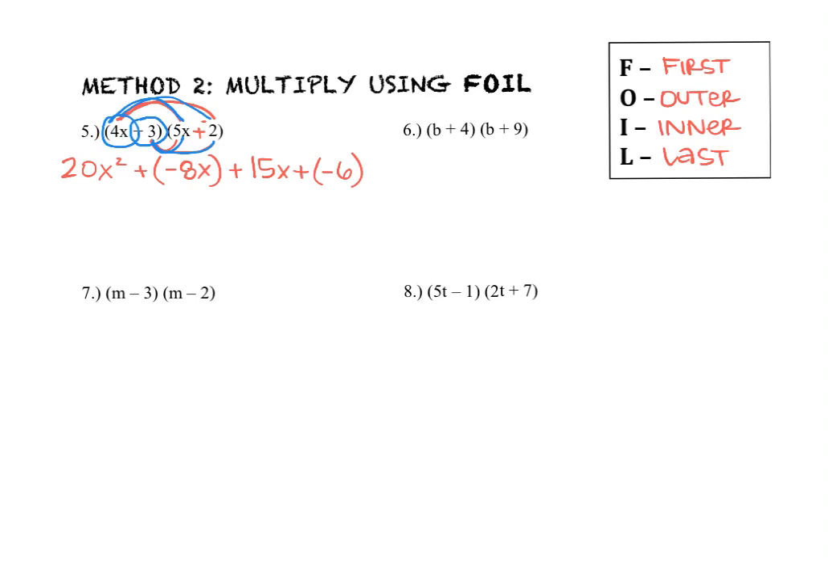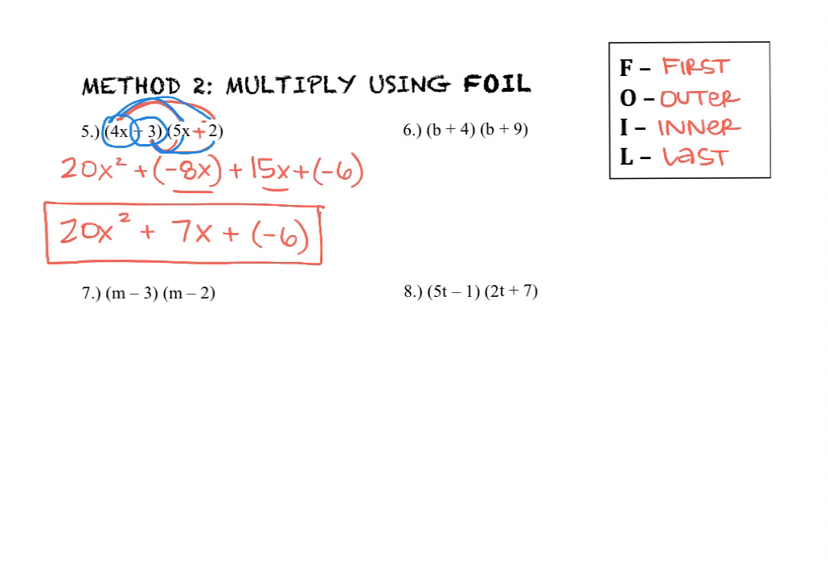All right, now the last step that I have in my problem is to write it in standard form, which means I need to combine these like terms. So I get 20x squared plus 7x plus -6. And that would be my final answer. Just so you're clear, if you had used method 1, you would have gotten the exact same answer here. All right, let's do another one.